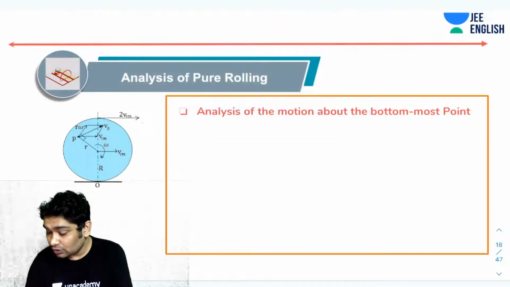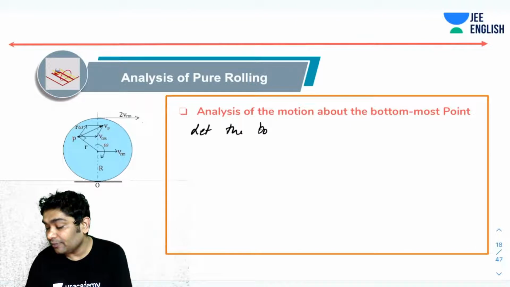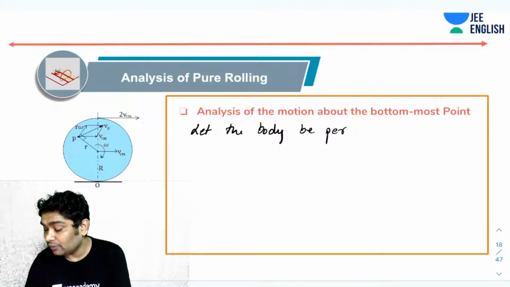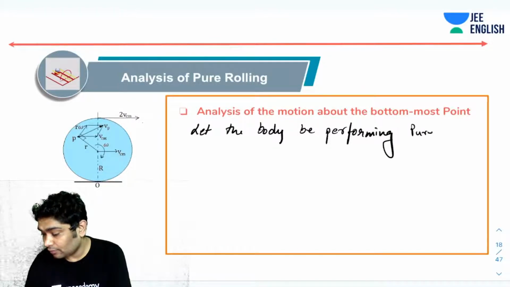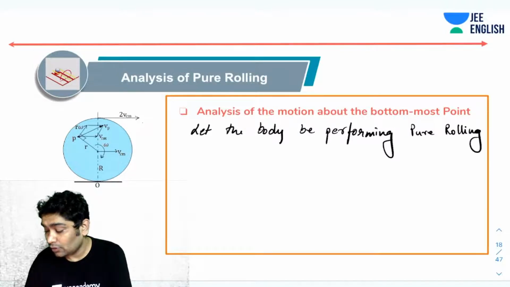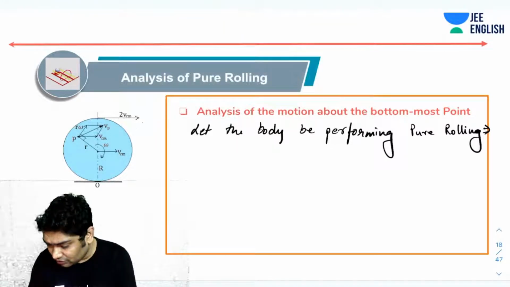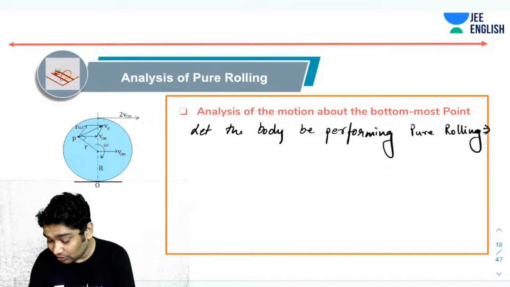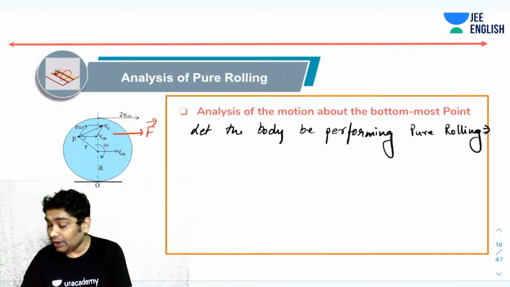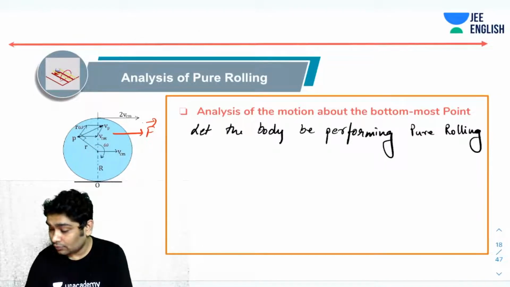Okay. So let the body be performing pure rolling, and now let's say it has some force acting on it, and let's say it is moving under the influence of a force which is acting maybe here. I don't know, let's draw the force anywhere. So under the influence of force F.